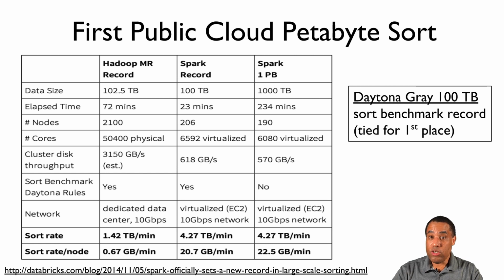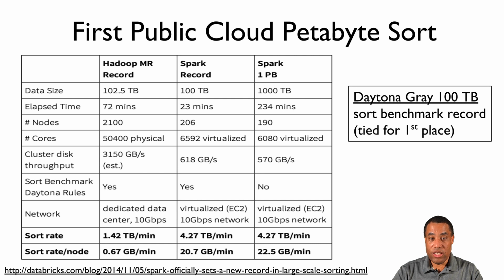Hadoop set a record for being able to sort 102 terabytes on a private cluster at Yahoo in 72 minutes. It took them 2,100 nodes to do that. Spark was able to do that in a public AWS cluster using only 206 nodes in 23 minutes, sorting 100 terabytes. This is the Daytona Gray 100 terabyte sort record winner. It's currently tied for first place.